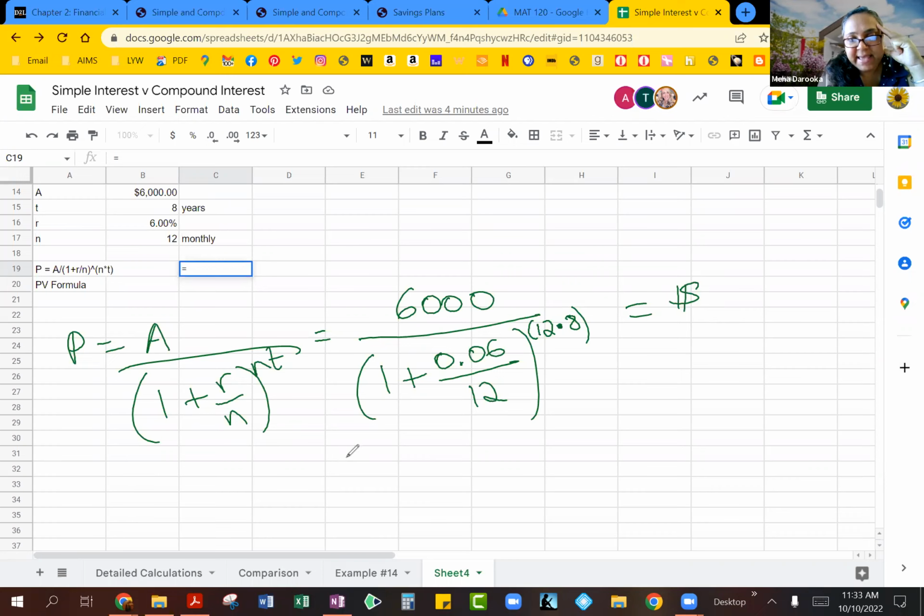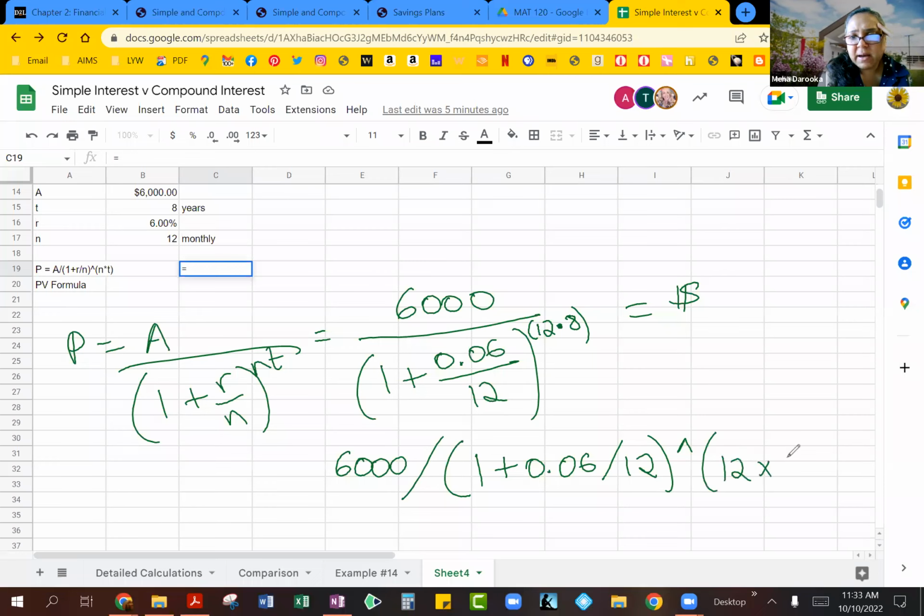So when you're typing this in, remember, you will have to do 6,000 divided by, and then we will do open parentheses, 1 plus 0.06 divided by 12, close parentheses, then we would raise it to the power of 12 times 8. So that's how we're going to have to type this. And when you put this in the cell, of course, we always put an equal sign in front of what you're typing in, so that Excel or spreadsheets knows that we are trying to do a calculation here.